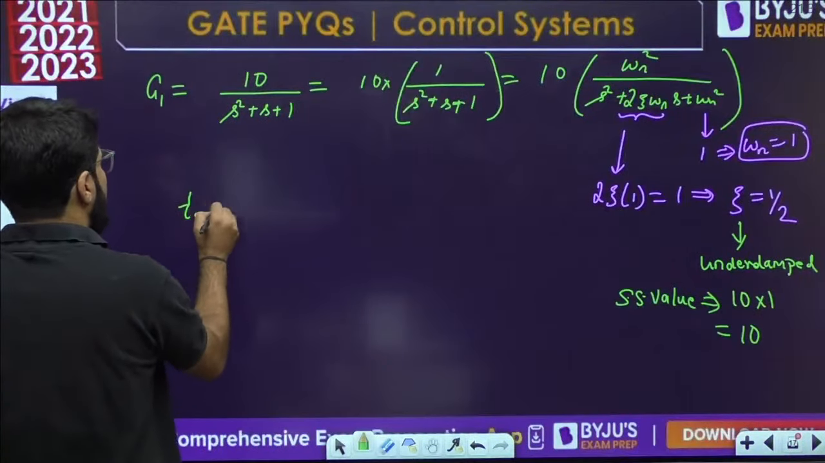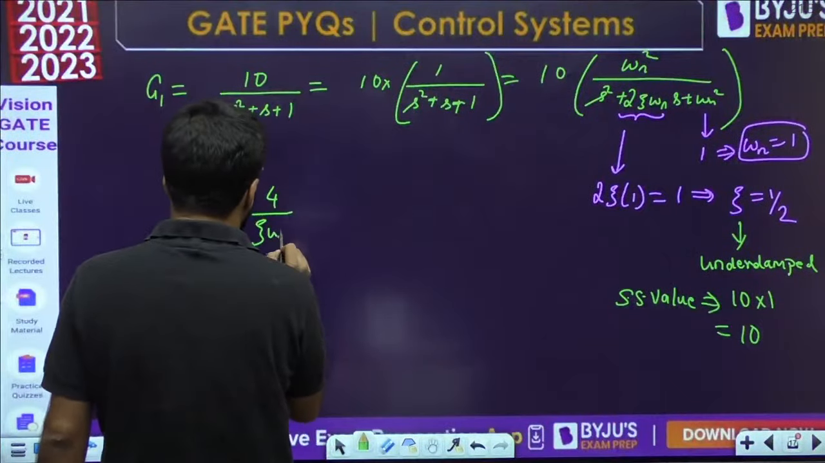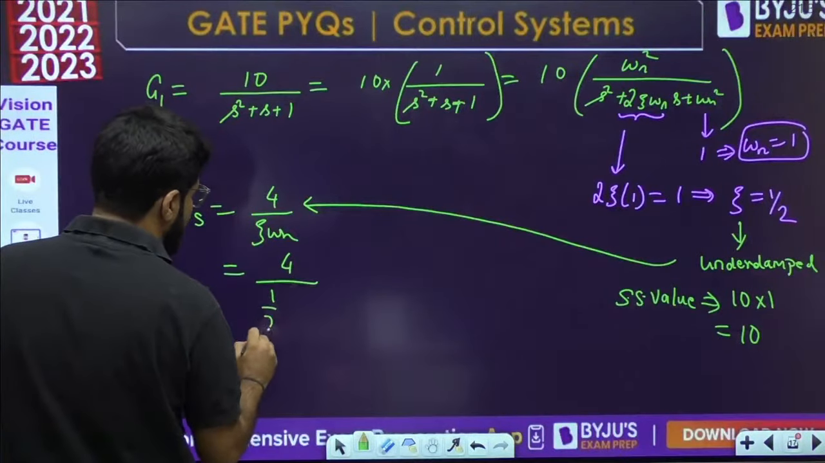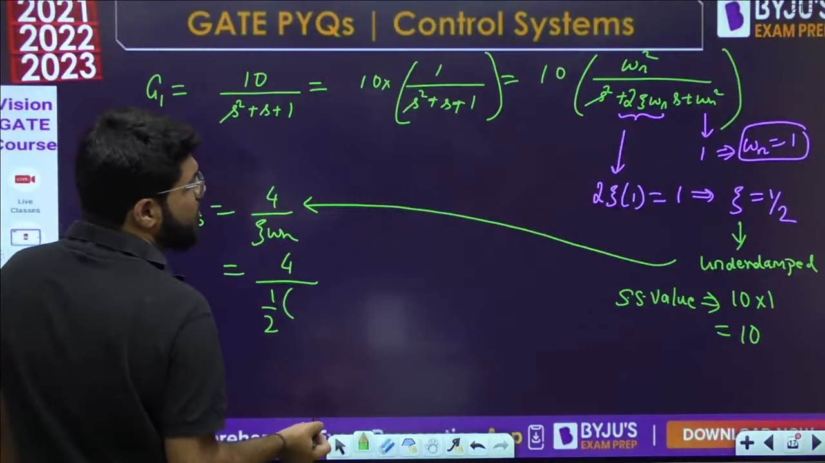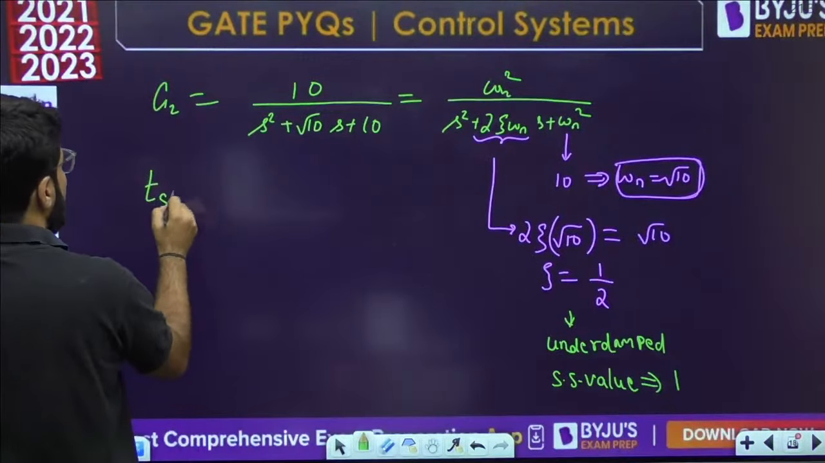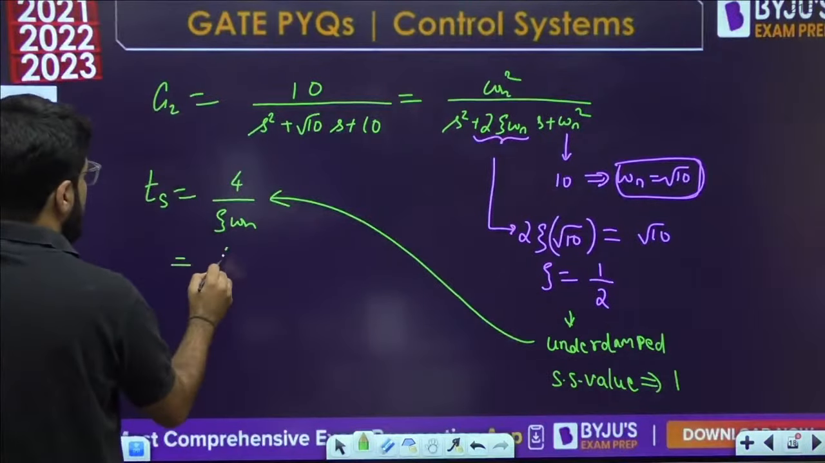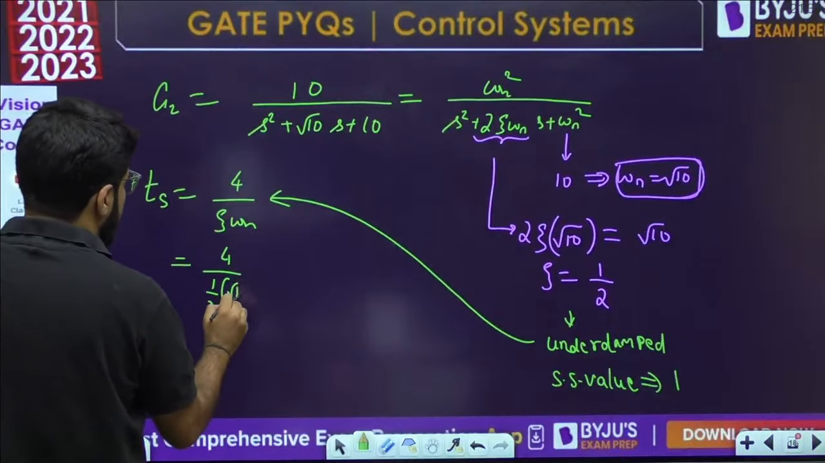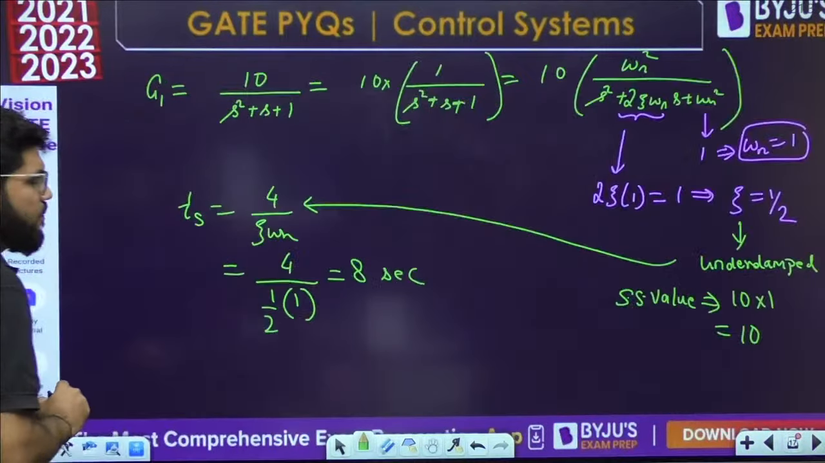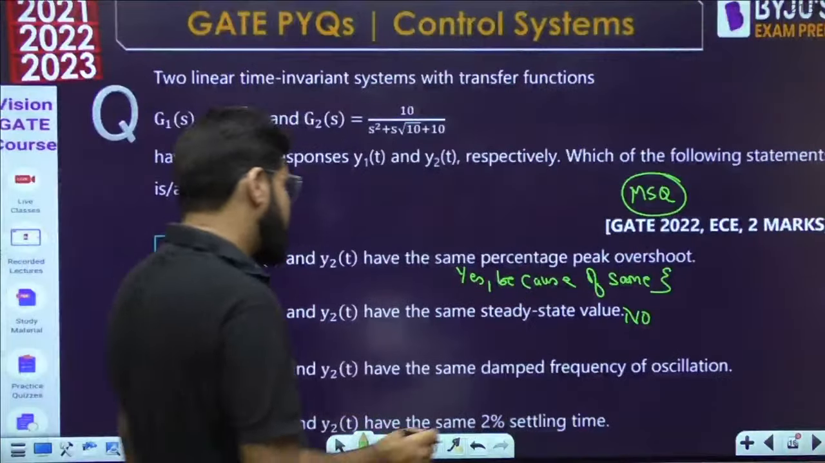So, let's find out. The 2% settling time for underdamped, the formula is 4 over zeta omega n. So 4 over zeta 1/2 times omega n is different, so it cannot be the same. This is 8 seconds. And the settling time for the next one, again the formula 4 over zeta omega n, that is the formula for the underdamped response, 4 over 1/2 times omega n, but omega n is root 10. So this is going to be 8 divided by root 10, not equal. It is not equal. So do they have the same 2% settling time? No.